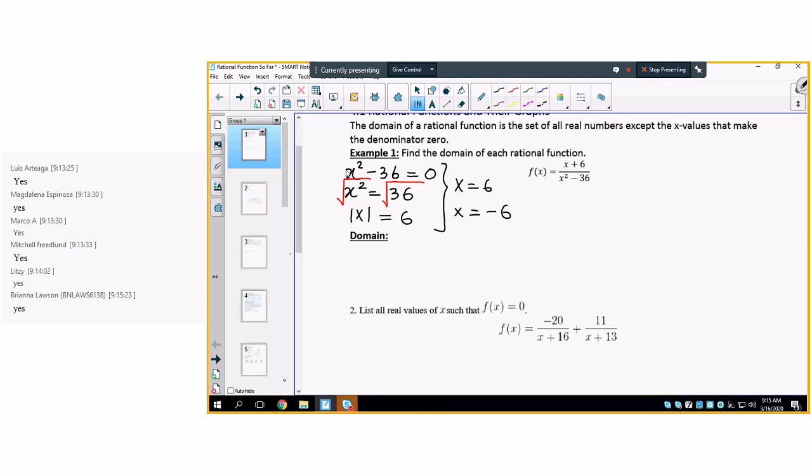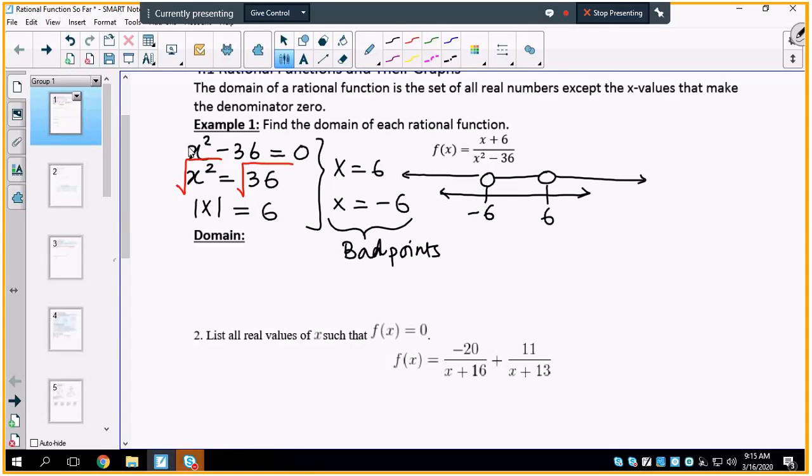Then I'm going to go ahead and draw my number line and plot my 2 points, which I have called the bad points. Both of them, 6 and negative 6, are bad points. So I'm going to plot these 2 points on the number line, and then I will tell myself I'm not allowed to take this bad point, I'm not allowed to take this bad point, and I will take everything else in the domain.